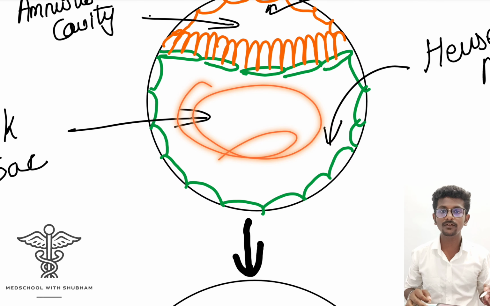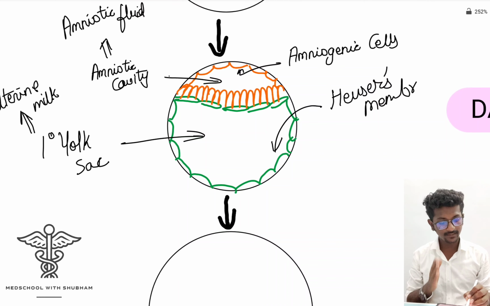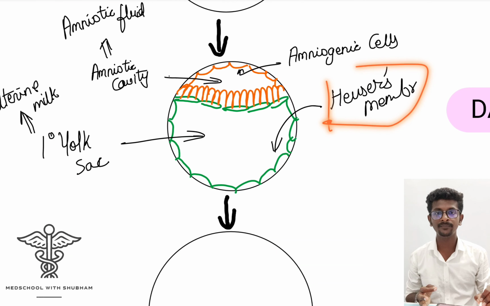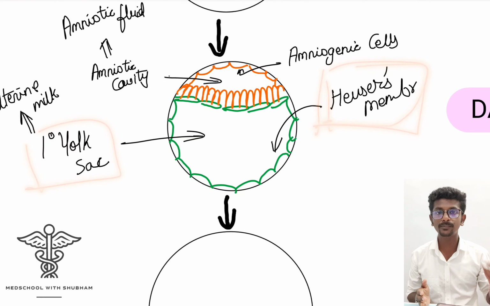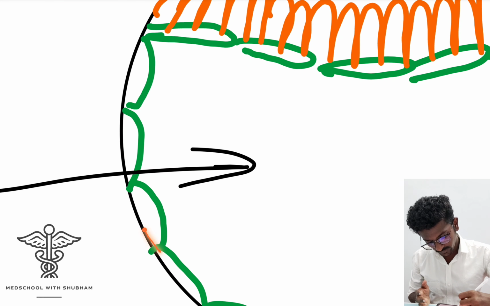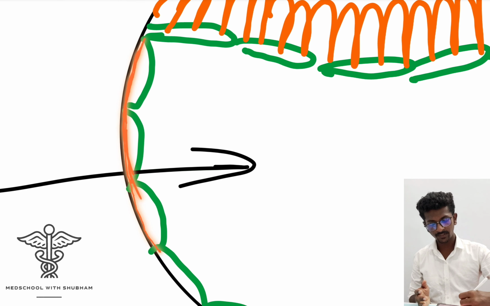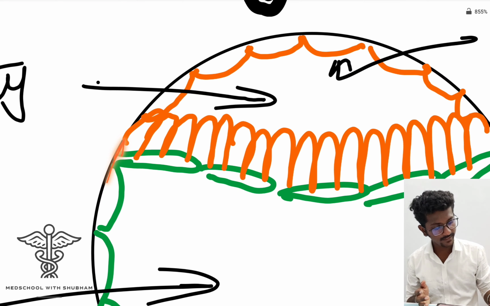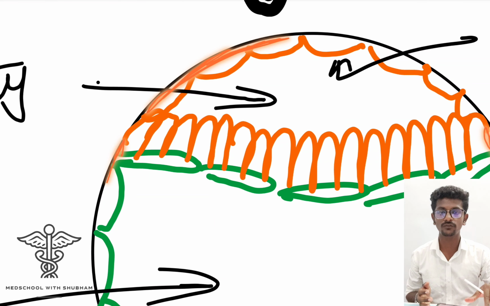Here you have the primary yolk sac. Some books even say that the cells of the primary yolk sac as well as the Heuser's membrane start proliferating, and they form a cell layer between the cytotrophoblast and the Heuser's membrane in this form. This cell layer will then migrate upward in this direction and form a cell layer between the amniogenic cells and the cytotrophoblast.